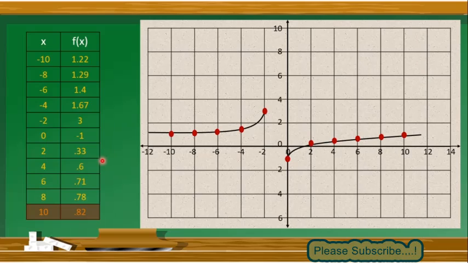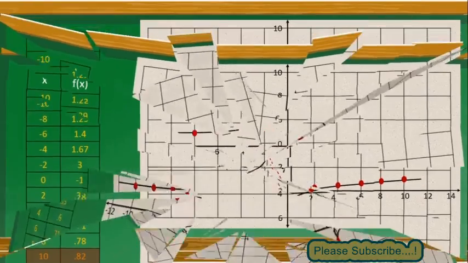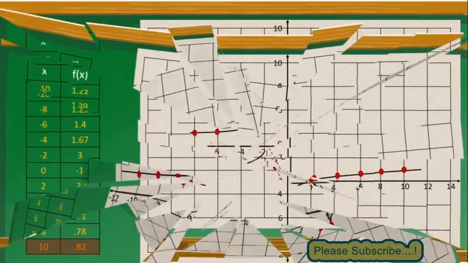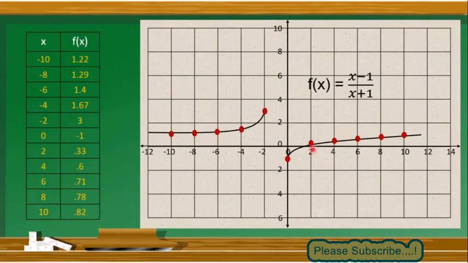So as you can see, our graph does not follow a smooth curve. There is a broken connection between this point and this point. Why is this point not connected to this point? Okay, let us look at our given. Our given is f of x equals x minus 1 over x plus 1. Remember that our denominator is x plus 1.